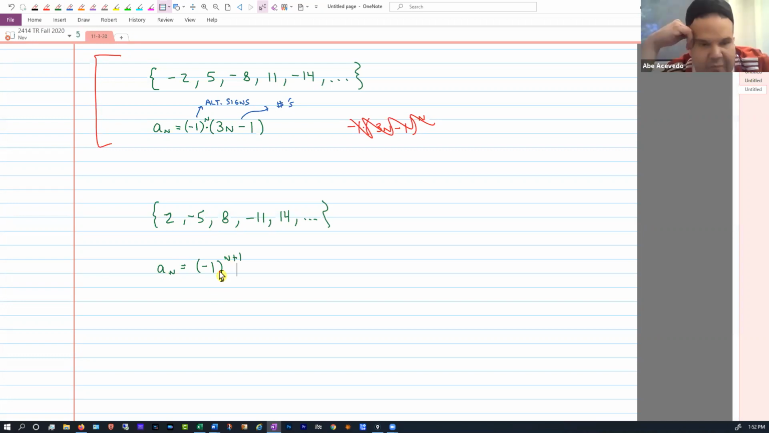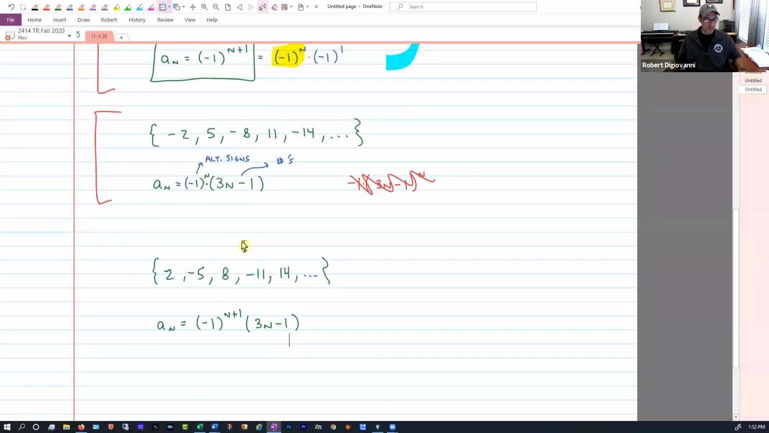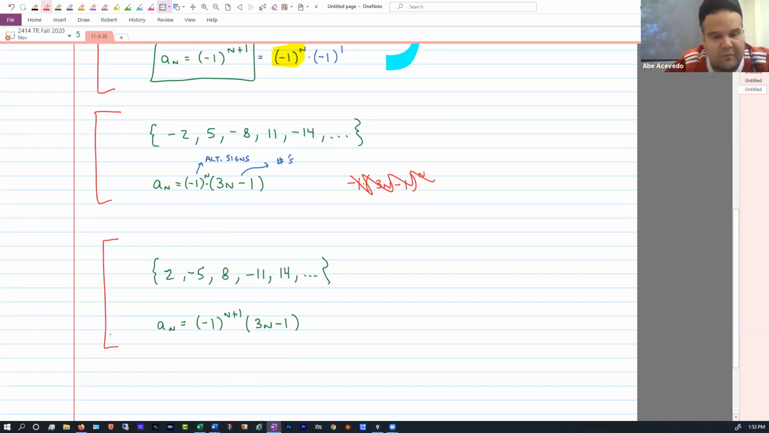Then I would say, okay, I've taken care of the signs. Now I just need to make the numbers. They all jump by 3, so 3n, but I need to start at 2, so I subtract 1. That's the difference between those two, the n plus 1 and the n. Does that make sense, Abe? Yes? Yeah. Okay.